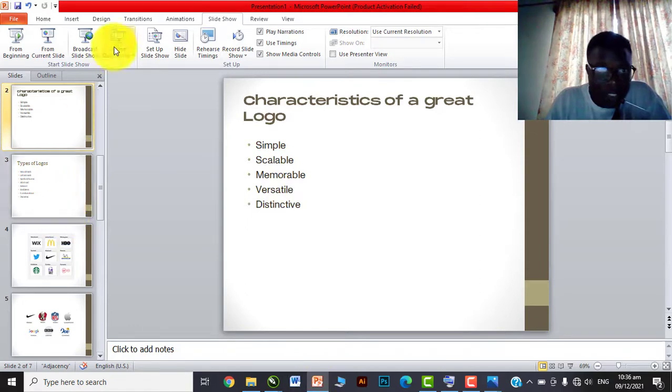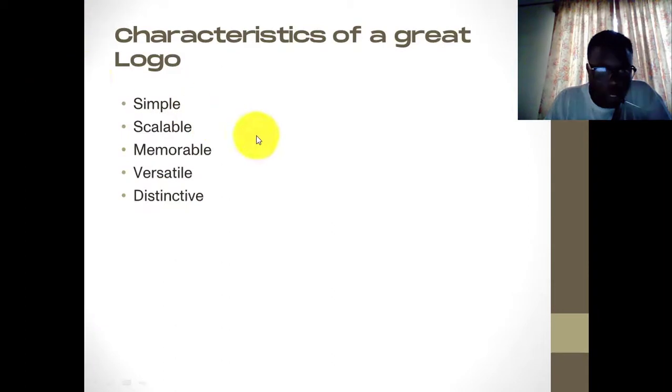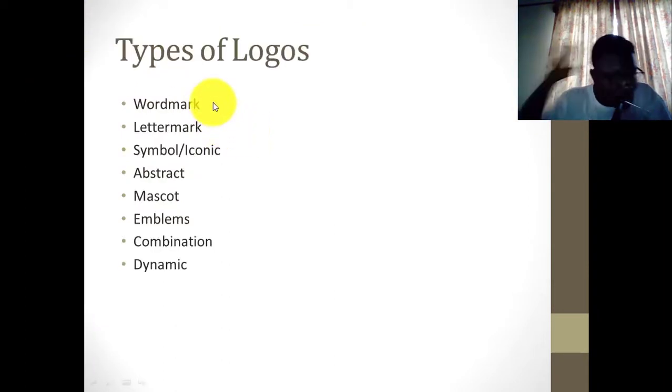Then it has to be distinctive. I believe you understand what I mean by distinctive. Distinctiveness means it has to be unique, different. All right. So now we have types of logos. We have the word mark, the letter mark, the symbol or iconic, the abstract, the mascot. I'll show you with examples.